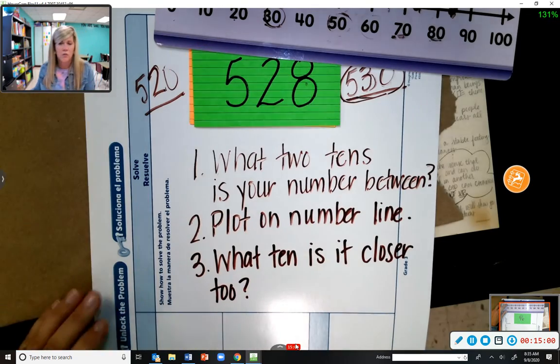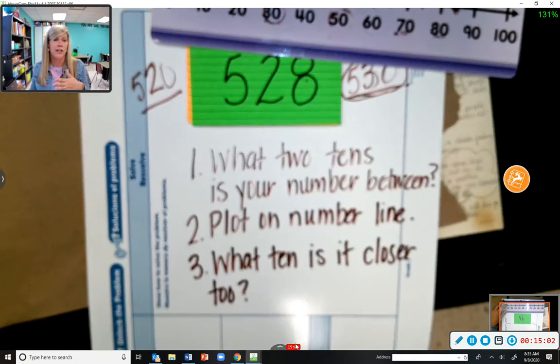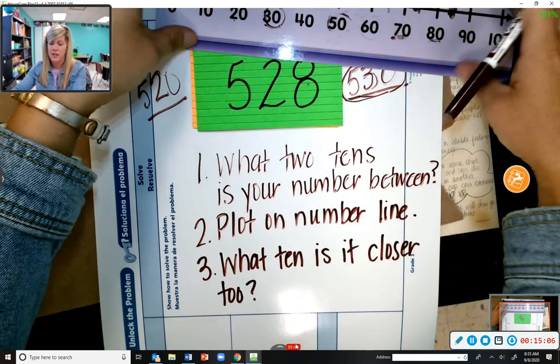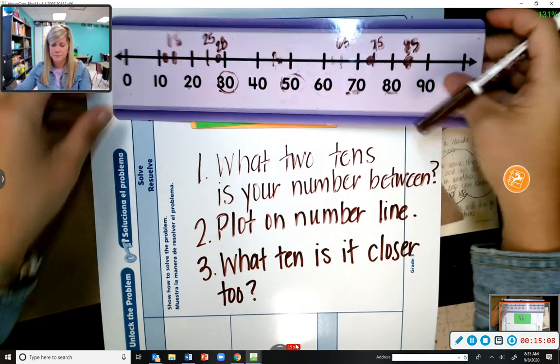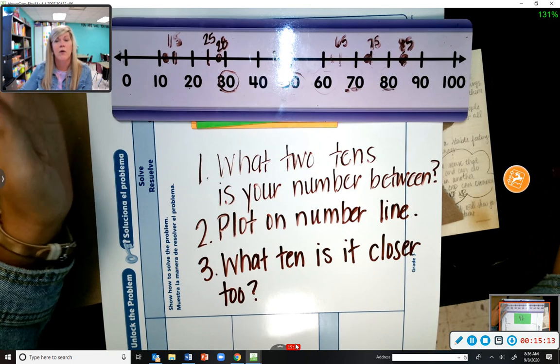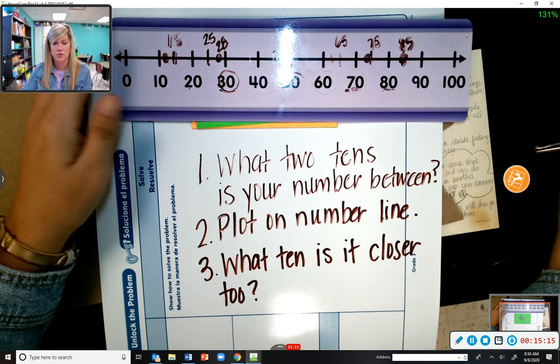Okay, so that's all rounding is. You are figuring out what number it is closest to. Okay, so today for your lesson, you're going to be practicing putting numbers on a number line, figuring out what they fall between and what it rounds to. Okay.